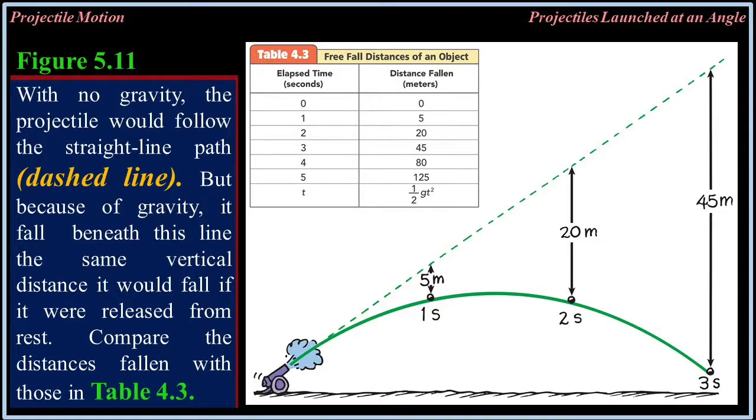And then at 5.11, with no gravity, the projectile would follow the straight line path, the dashed line. But because of gravity, it falls beneath this line, the same vertical distance it would fall if it were released from rest. Compare the distances fallen with those in Table 4.3.